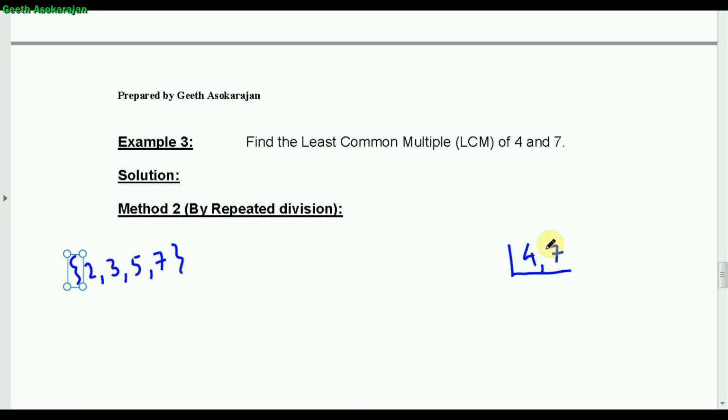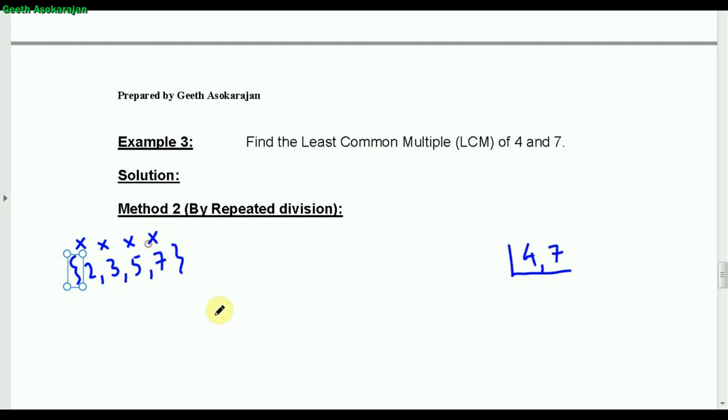Let's check 3. 4 divided by 3 doesn't work. 7 divided by 3 doesn't work. Let's check 5. 4 divided by 5 doesn't work. 7 divided by 5 doesn't work. So if you divide by these numbers, it gives a remainder. We need to find a number such that when we divide, it gives no remainder. So 2, 3, 5 don't work. Let's check 7. 4 divided by 7 doesn't work. 7 divided by 7 is 1. It needs to divide both, giving no remainder.